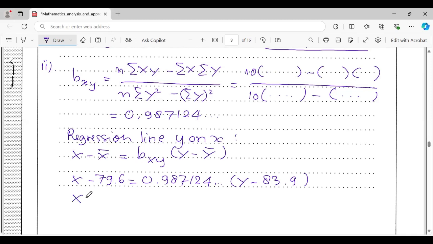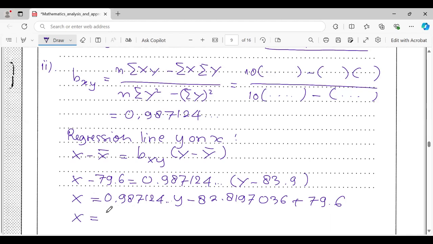It's multiplied, so x equals 0.987124 y, then times 83.9 minus it, minus 82.8197036, plus the 79.6. And you can find x by substituting y with 90, because y equals 90. So 0.987124 times 90.